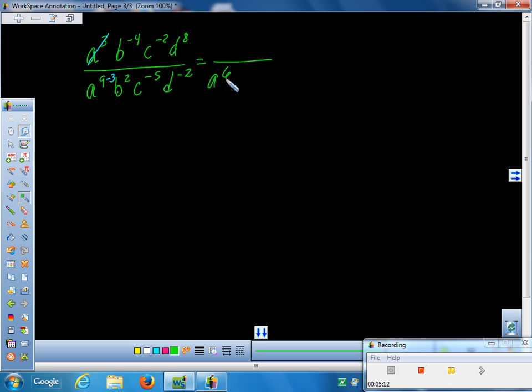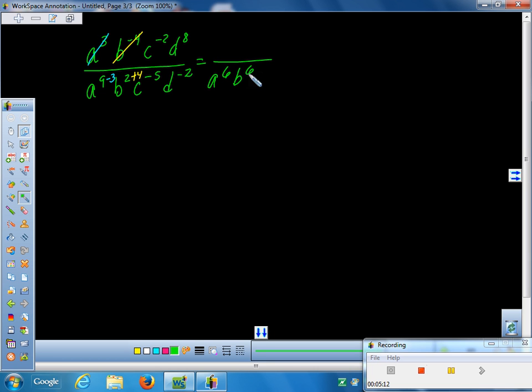A to the 6th. On the B's, you want to end up with positive powers. So do I want to move the B's to the top or the B's to the bottom? Because if I take that -4 and I move it to the bottom, what's it become? It just switches signs. It becomes +4. All you have to do when you move from top to bottom is switch the sign. So that is now B to the 6th.